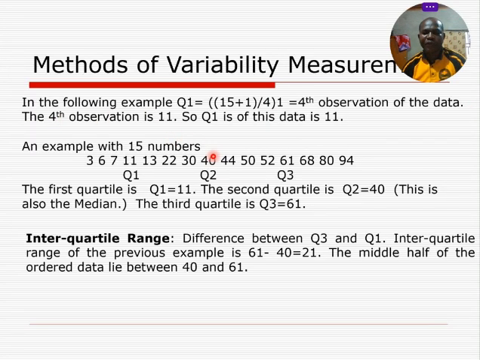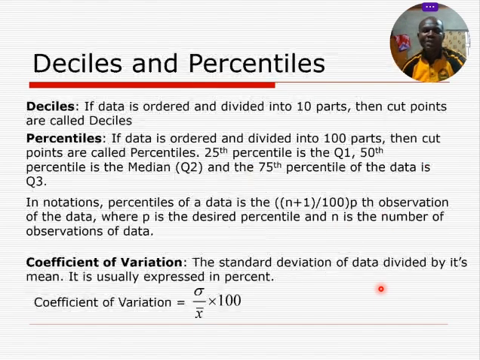And then the second quartile will be 40. The third quartile will be 61. So you can have the first quartile 11, second quartile 40, and the third quartile 61. And then we can begin to talk of interquartile range. The interquartile range is the difference between the third quartile and the first quartile.